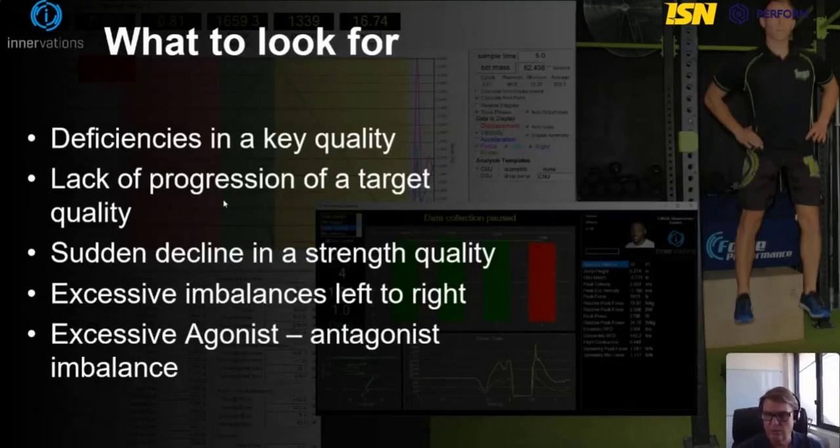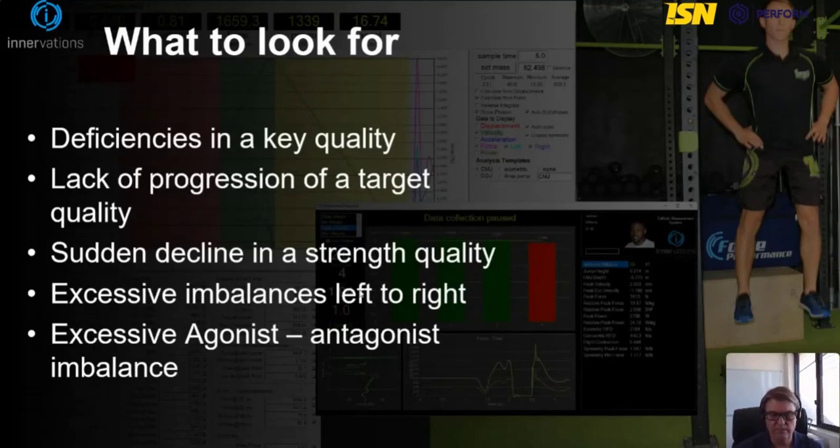foundational element which is not well developed, it might be maximal strength, or your training program's got some issue with it. A sudden decline in a strength quality might indicate accumulating fatigue or a niggling injury which is coming on, or it might indicate the athlete's not recovering well from competition or from training.